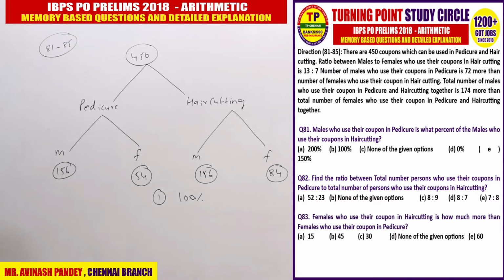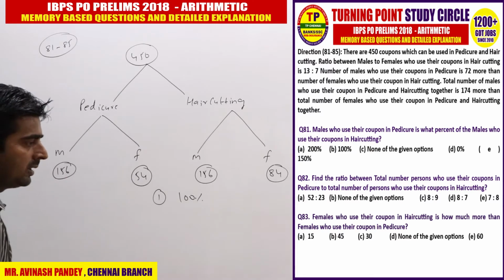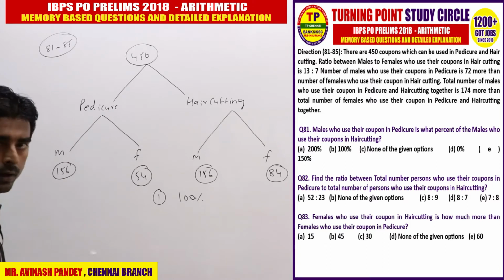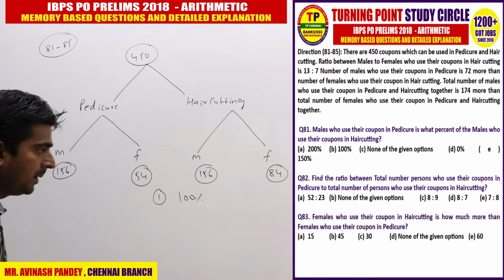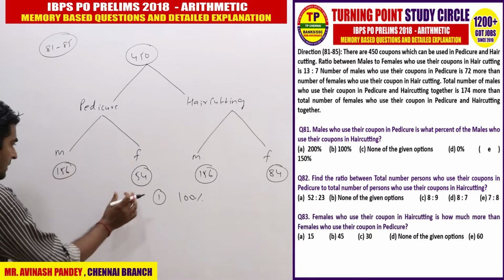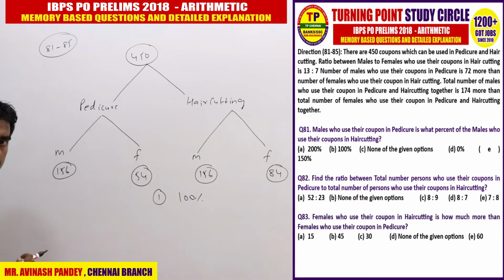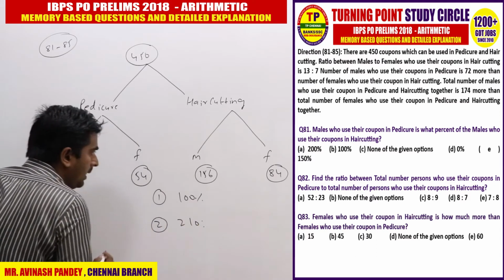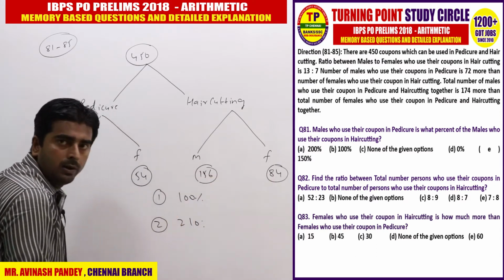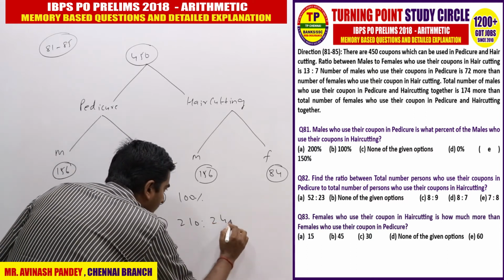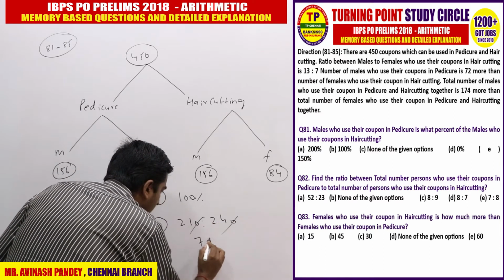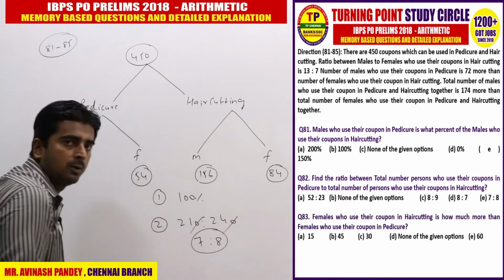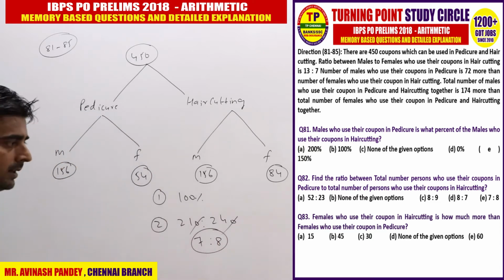Second one, find the ratio between the total number of persons who use their coupon in pedicure to the total number of persons who use their coupon in hair cutting. Total number of persons who use their coupon in pedicure: what is 156 plus 54? It is nothing but 210, right? And what is 156 plus 84? It is nothing but 240. So what is my answer? 7s are, 8s are. So my answer for the second question is nothing but 7:8, right?